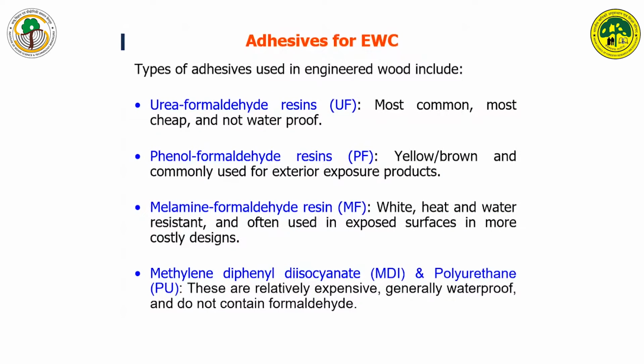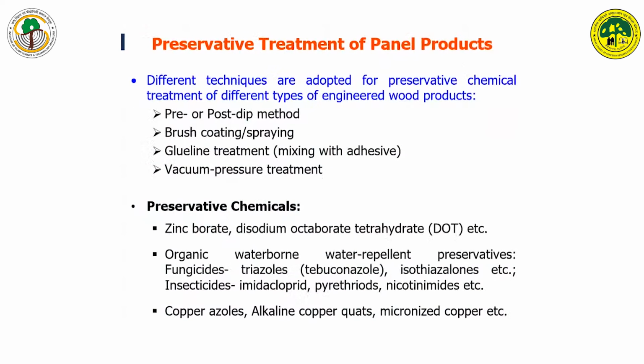Now, what kind of adhesives are generally used for producing these engineered wood composites? As we know, urea formaldehyde, phenol formaldehyde, melamine formaldehyde, and MDI polyurethane are the basic commercial resins used for producing these composites. And these are different preservative methods and wood preservatives which we can use, like pre or post dip method, brush or coating and spraying, glue line treatment, and vacuum pressure treatment.